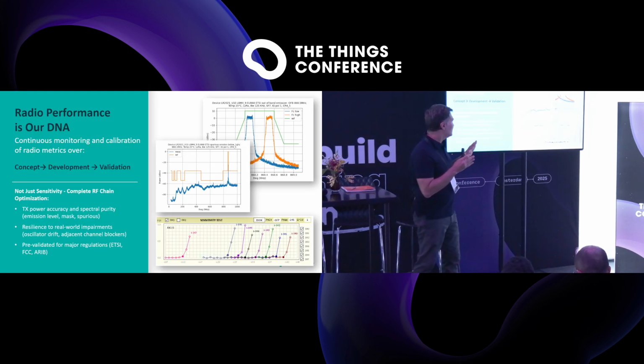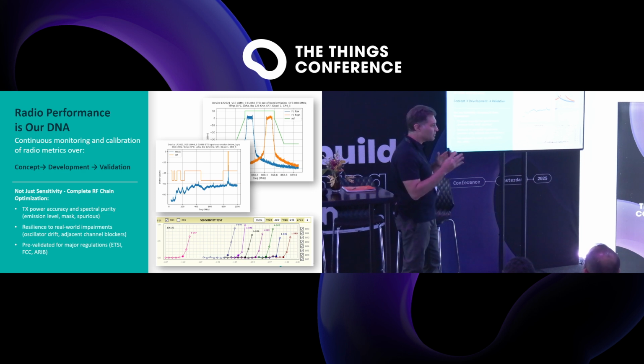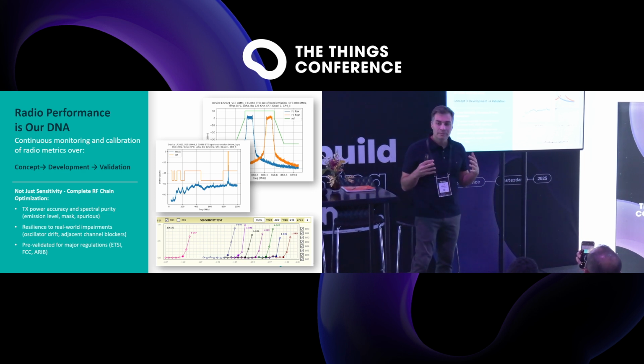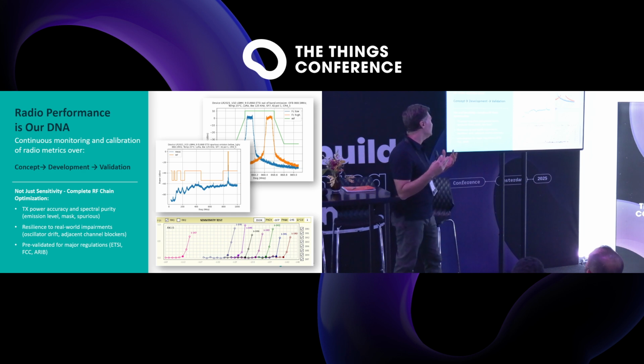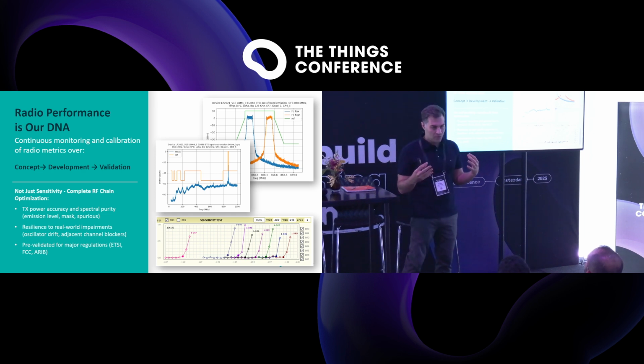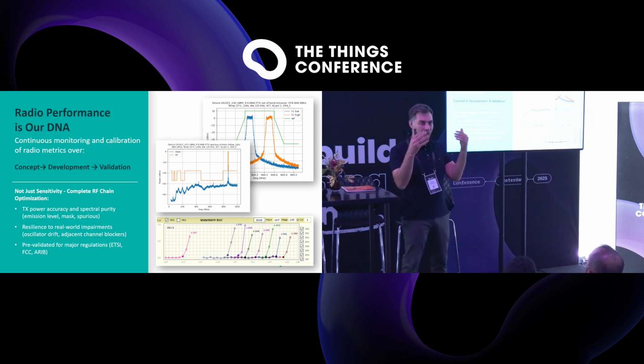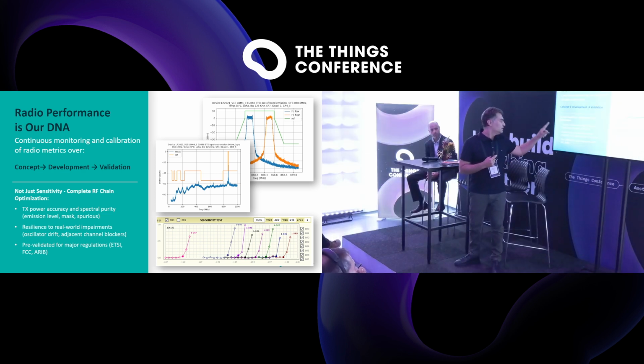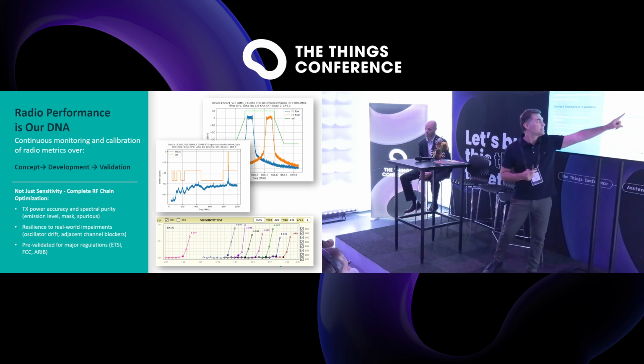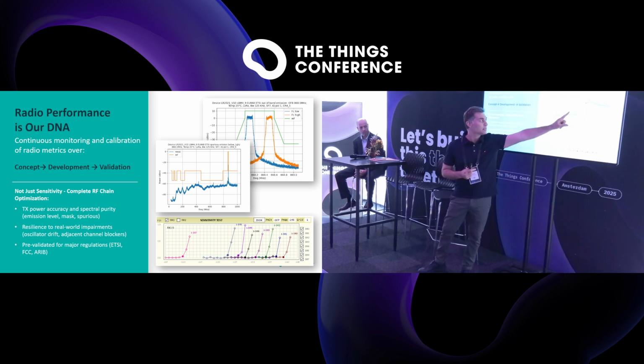Another point that is very key and important for us, and the difference from other development teams that I've seen around so far, is that we try to build a team that is radio aware. So at every step of our development process, we have radio performance in mind. What I mean by that is not just sensitivity, which is where LoRa makes the difference, but also TX power accuracy and spurious emissions. What you see there are the masks that are tested. So here you have, for example, ETSI regulation. We do pre-scanning for ETSI regulation.